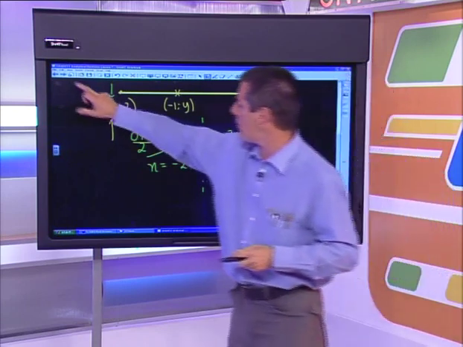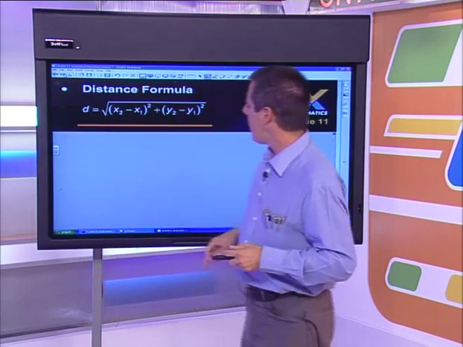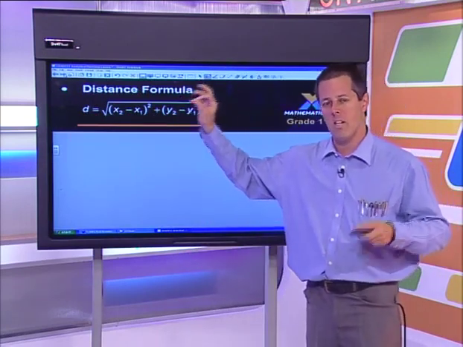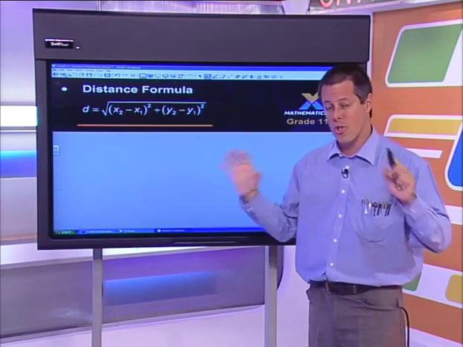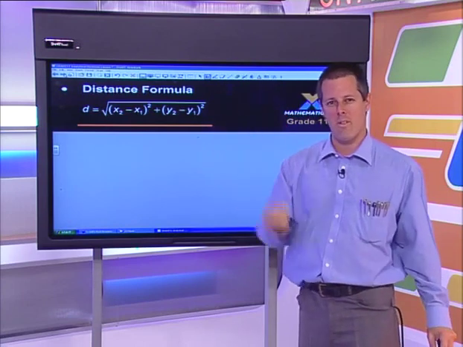Let's look at another one of the formulae. Oopsie. So over here, we're going to look at the distance formula. That looks a little bit more complicated, but again, it is given to you on the matric formula sheet. So you shouldn't have to memorize. It's about how do you use it, how do you apply it, and how do you think when you're using it.